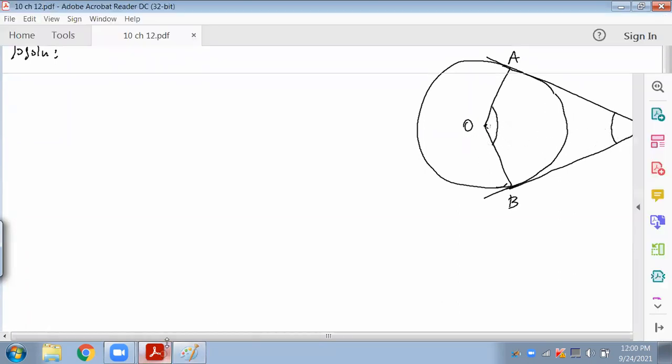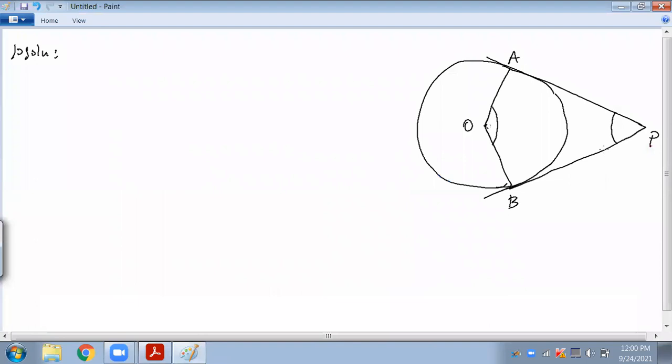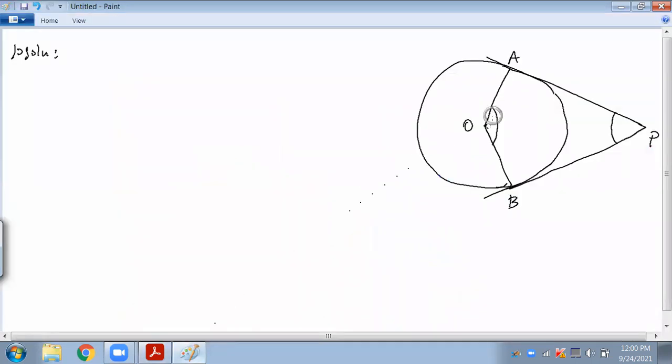Prove that the angle between the two tangents, that is angle P, drawn from an external point to the circle is supplementary to what? To the angle subtended by the line segment joining the points of contact at the center. That angle is angle O. And you have to show that these two angles are supplementary.